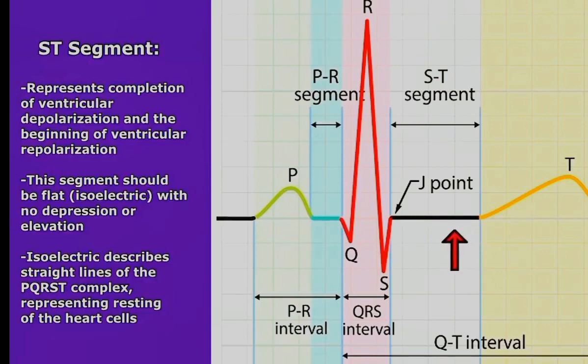And this segment should be flat, hence it should be isoelectric, meaning flat. So there should be no depression or elevation of it. And isoelectric is a word that is used to describe straight across lines of the PQRST complex that represent that the heart cells are resting. They're not contracting and causing electrical activity, so none is being transmitted to the EKG.